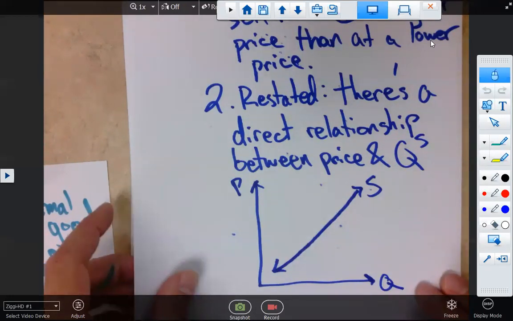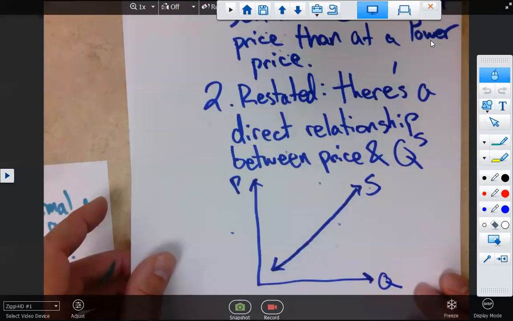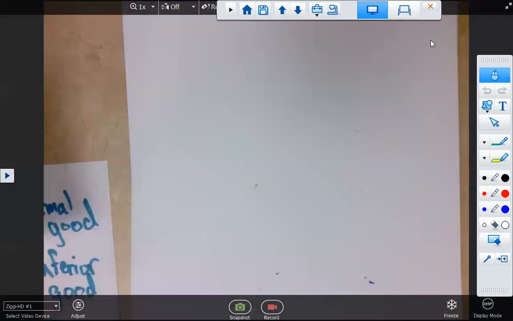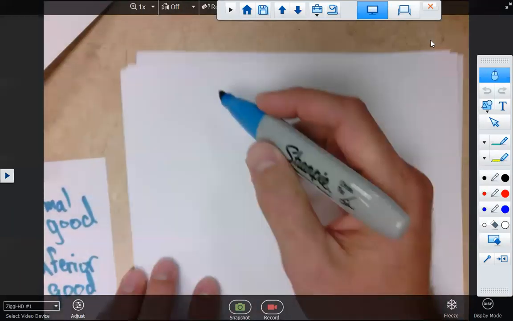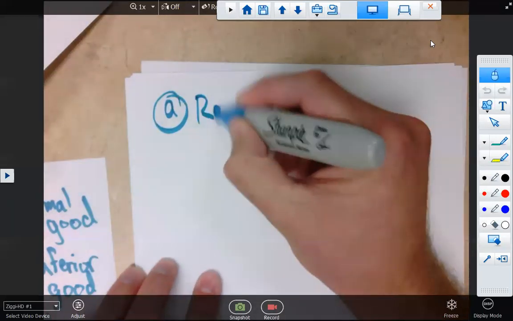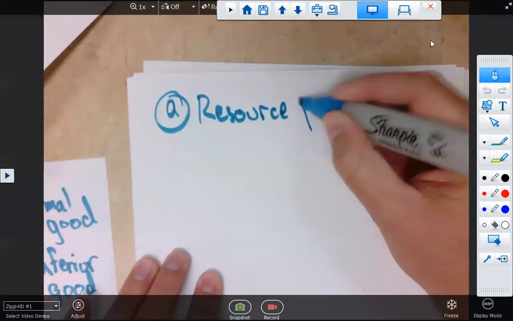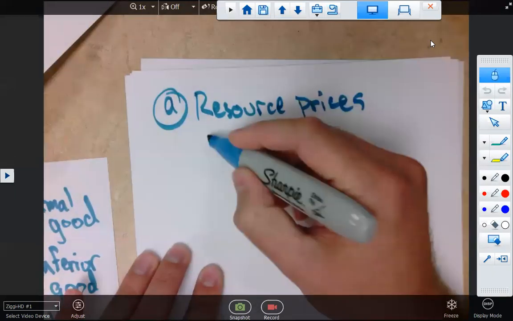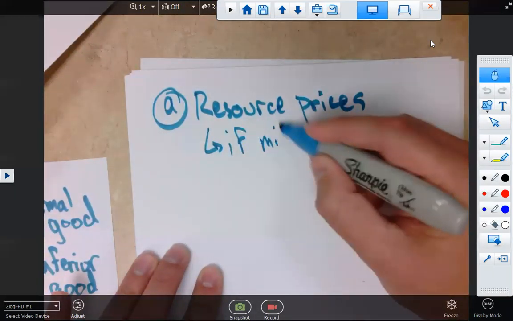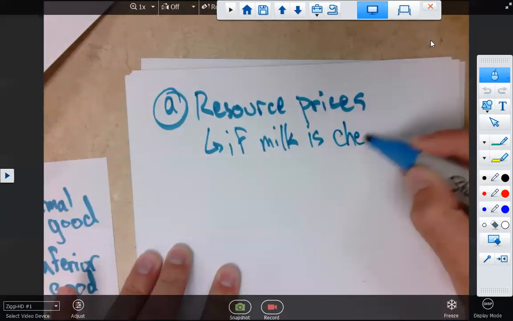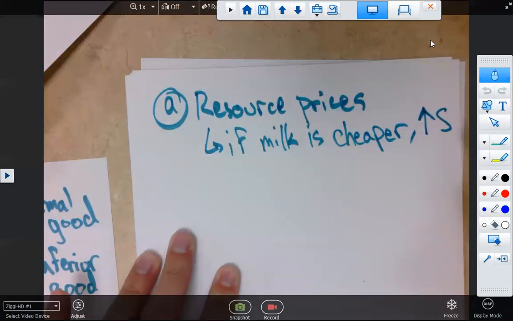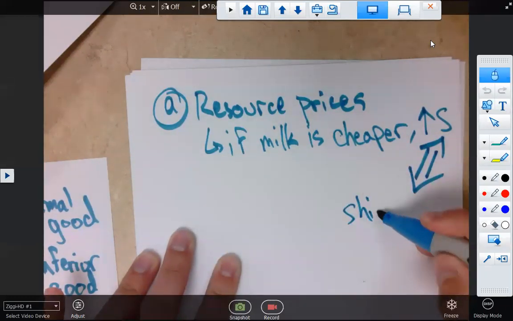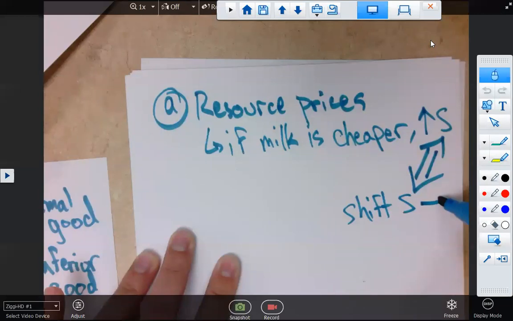So, let's jump right in. Everybody got this? So, resource prices. So that's our first one. So if milk is cheaper, there's going to be an increase in the supply, right? Which, again, what does that mean, increase in supply? That means we're shifting the supply curve rightwards.